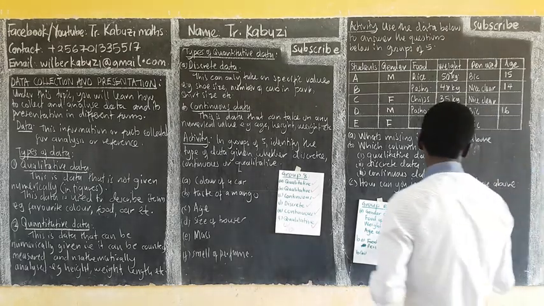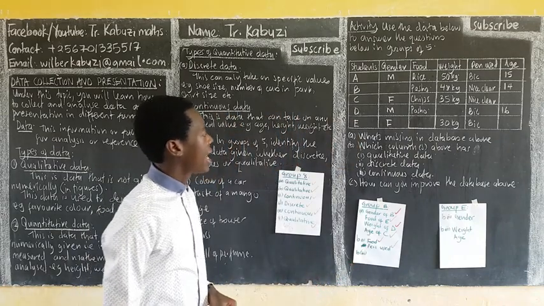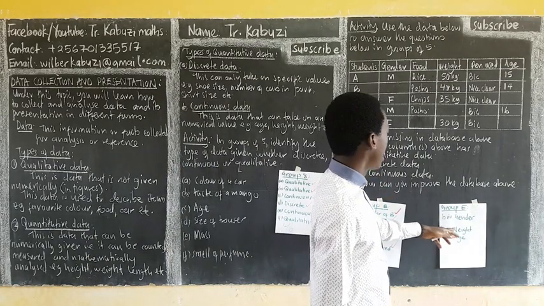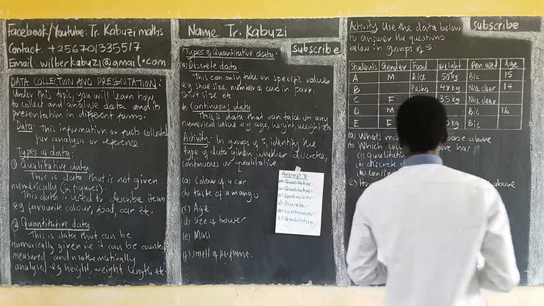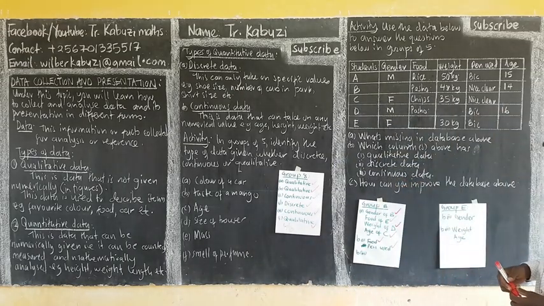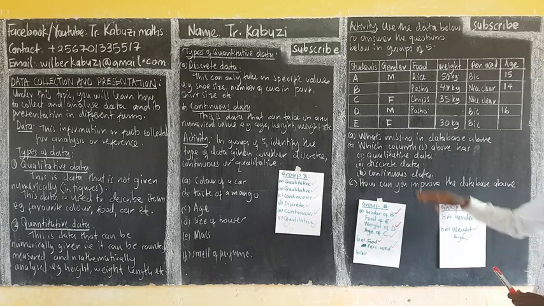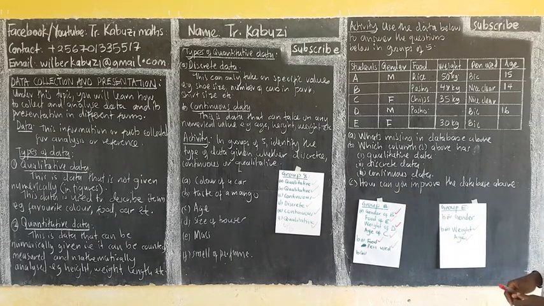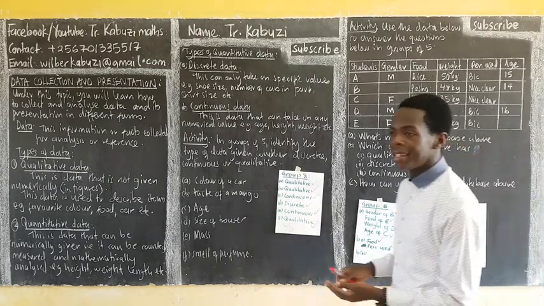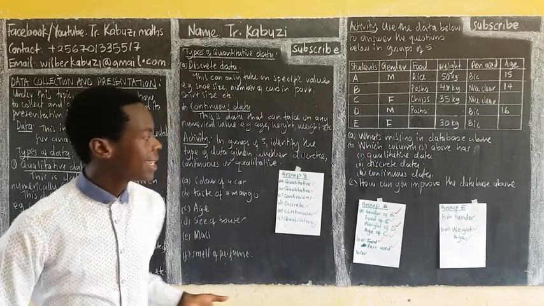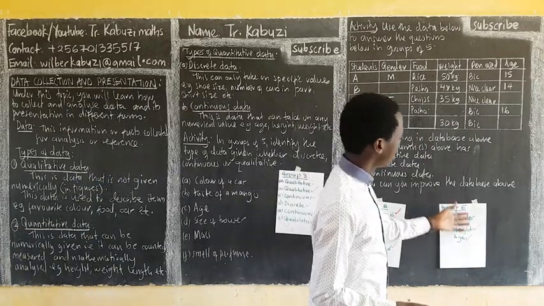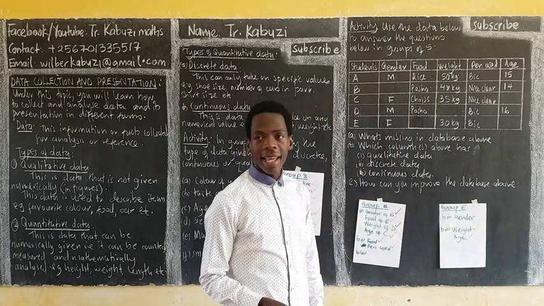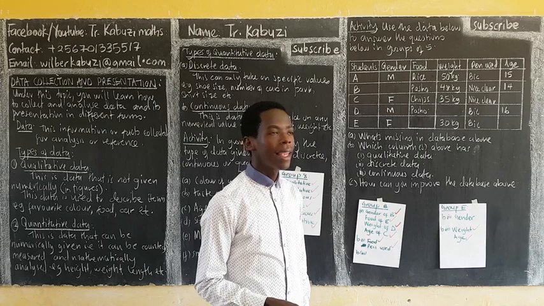Then we turn to group E. So group E, they're telling us that discrete, they're telling us gender. Okay? Then they are telling us continuous data. They are giving us weight, then age. Then gender they're telling us that it's discrete. Then how can you improve the database above? I didn't see anything here. People never wanted to put this. I didn't see part C. Is there any group with part C? No one did part C.